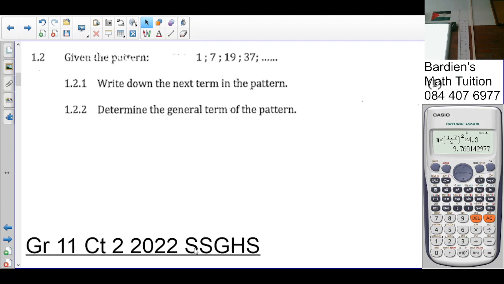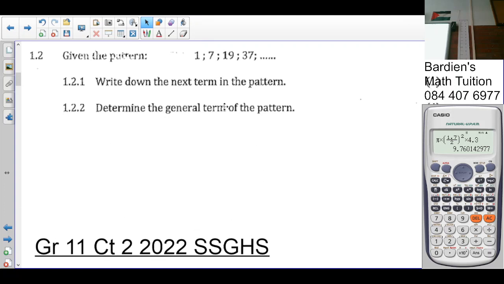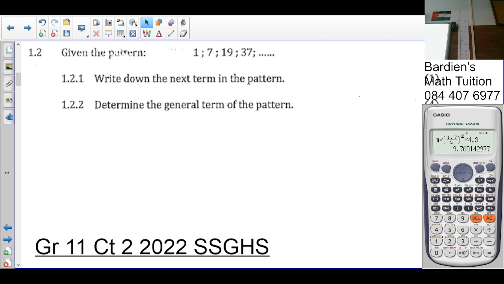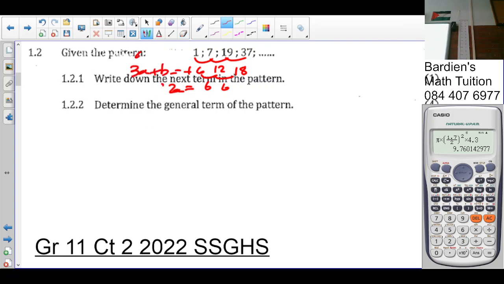The next one, in question 1.2.1, write down the next term in the pattern. Again, moving from one term to the next, they added 6. Then I'm adding 12. Then you're adding 18. So in other words, I'm not adding 6 all the time. So what do I write on the side? 2a. And then 3a plus b. And then a plus b plus c.